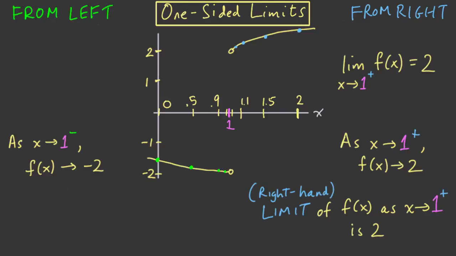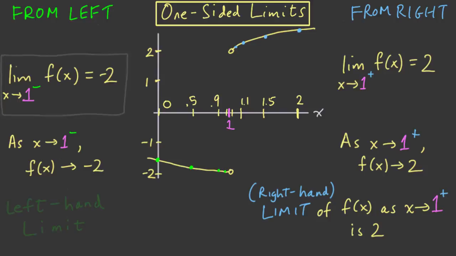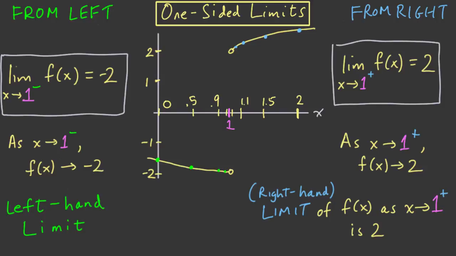And we have a similar thing on the left. We can write the limit of f of x as x approaches 1 from the left equals -2. And there we have it. We've got our left-hand limit, and we've got our right-hand limit. We have the notation, we have the meaning, and we know what it looks like in pictures. So this is our left-hand limit, and here's our right-hand limit.